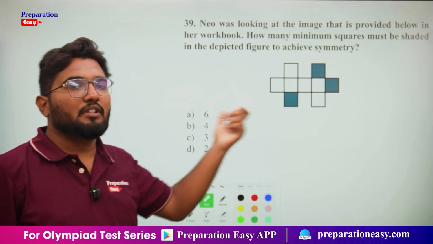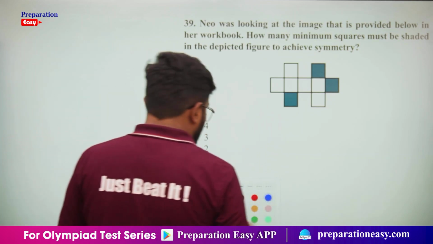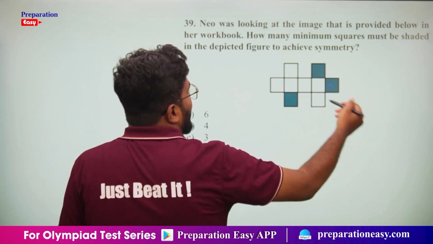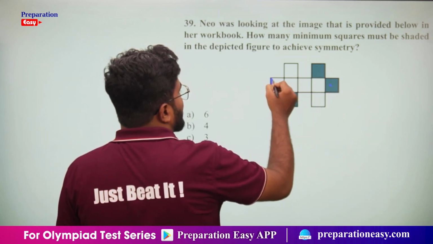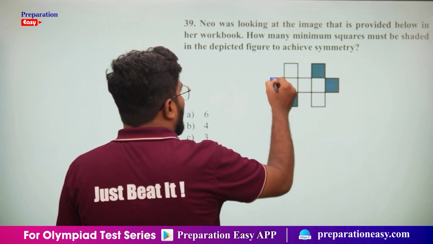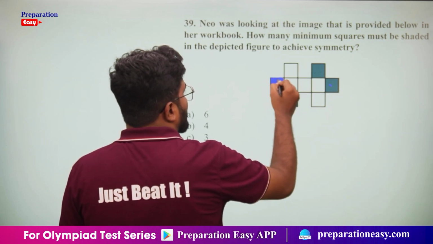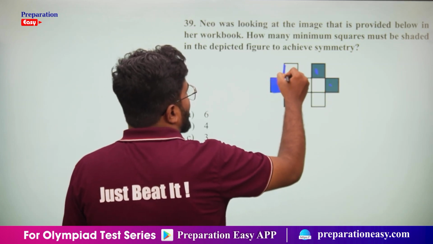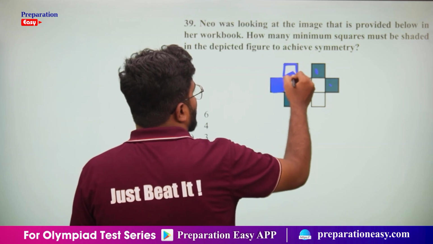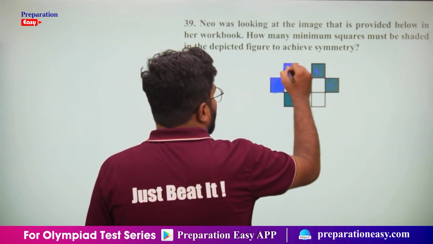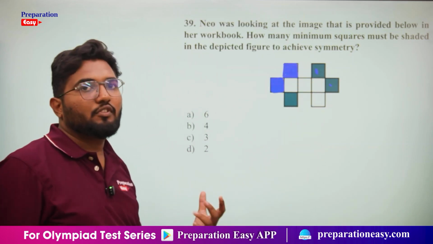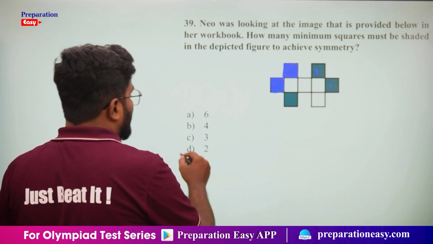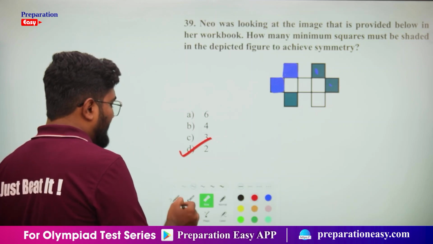We have to achieve a symmetry. So minimum squares we have to paint. For this one, that is the right side, we will paint the left side. And for the upper right, that is this one, we will paint the upper left. So minimum we have to paint 2 square boxes to get a vertical symmetry. Minimum 2 boxes should be painted.